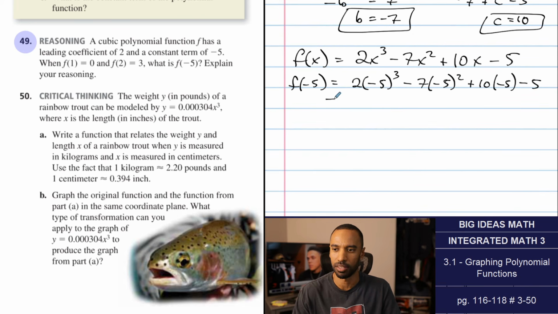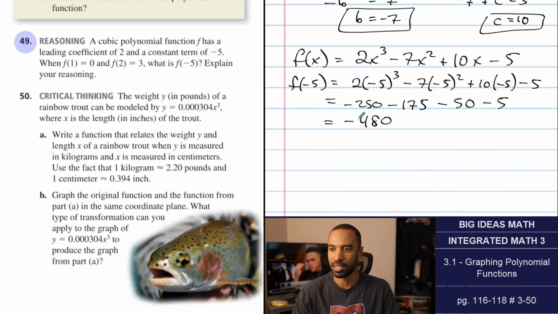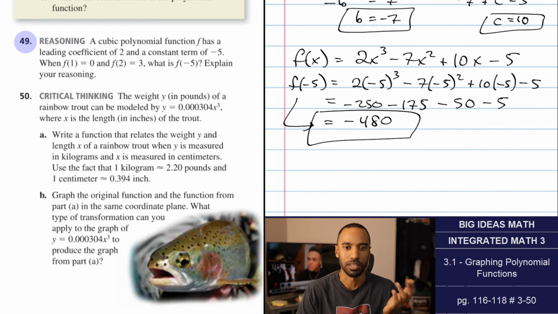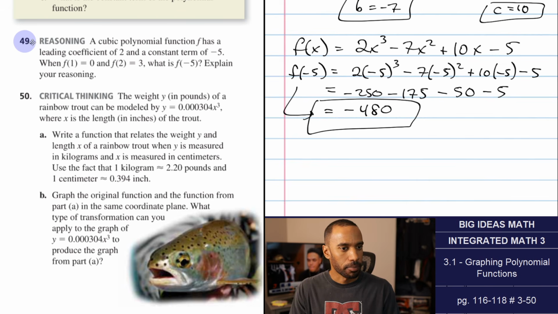I'm going to try and do this without a calculator. -5 cubed is -125 times 2 is -250. -5 squared is 25 times -7 is -175. Ooh, it's getting largely negative. Minus 50 minus 5. So that's -425, -470, -480 is my value for f of -5. I don't know if it's right. I'm not saying I think it's wrong, but okay.